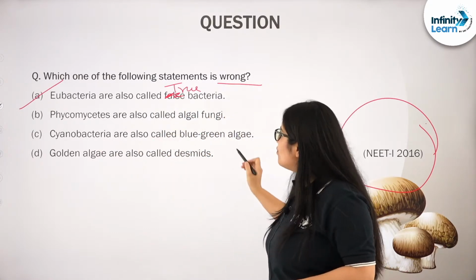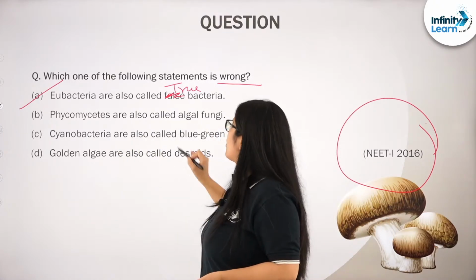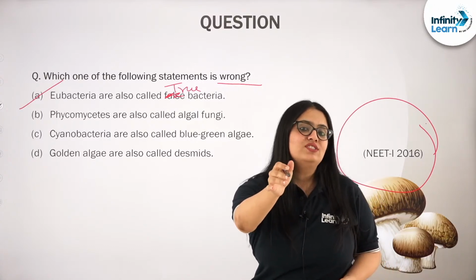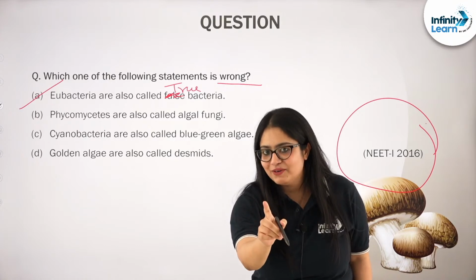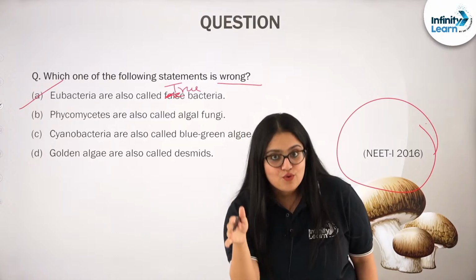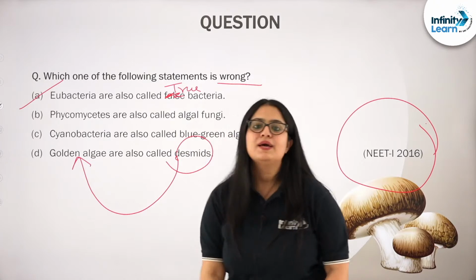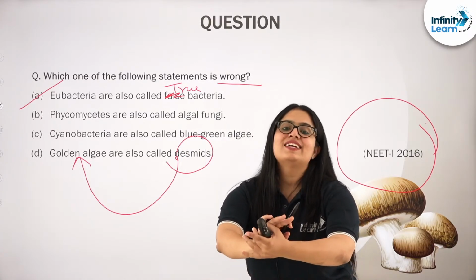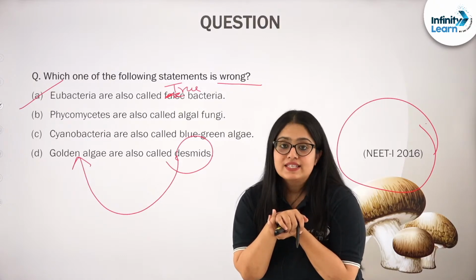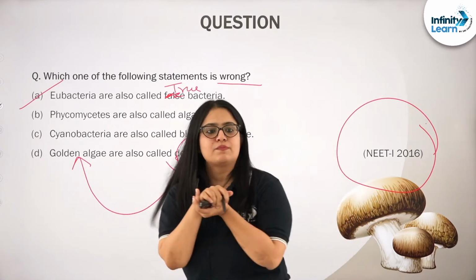Cyanobacteria are also called blue-green algae. Yes, this is right. That is why they are known as BGA. Golden algae are also called desmids. Yes, and do not forget, my kids, golden algae is not a member of algae. It is not a plant. It is a chrysophyte. It is a protist, right? So, although it is known as golden algae, it does not belong to the plant kingdom. It belongs to kingdom Protista, and in that also chrysophytes. Please remember this important information.